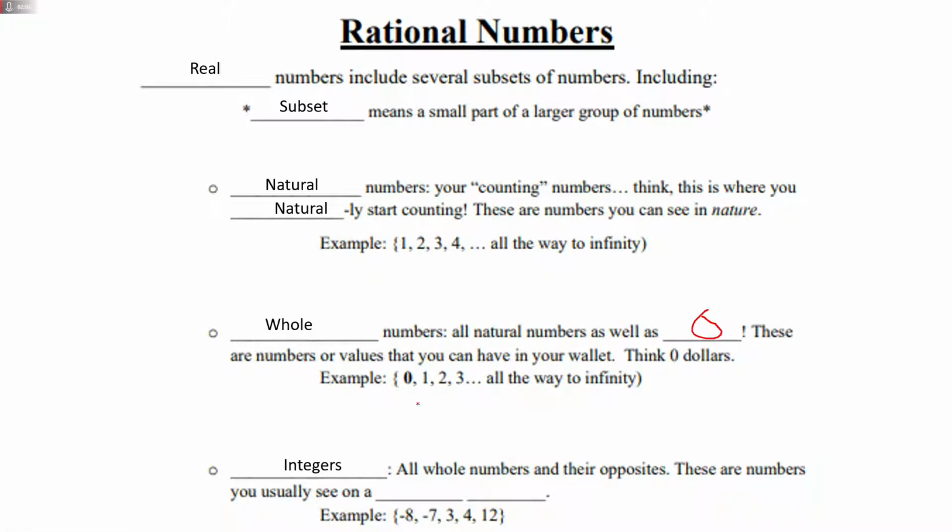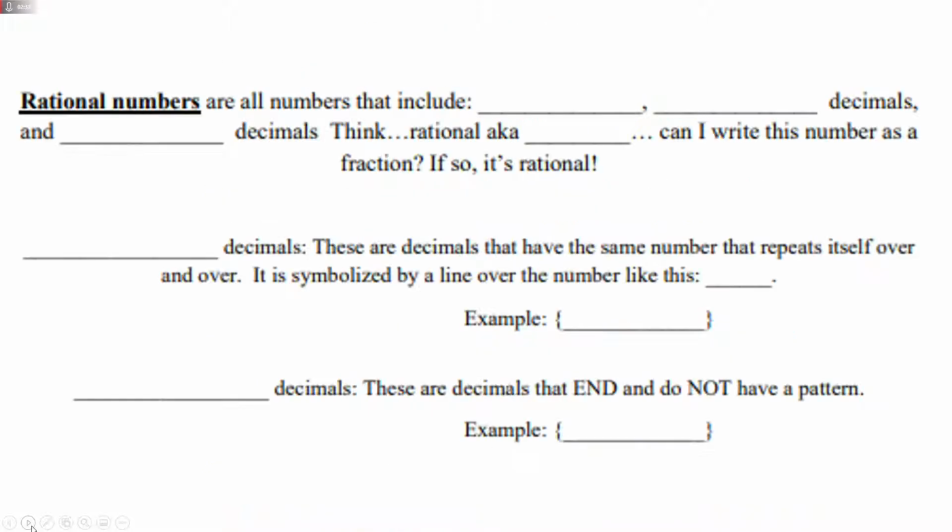These are numbers or values that you can have in your wallet. Think about amounts of money that you could actually hold. You could have $1, you could have $10, you could have $30. If you're broke, you could have $0. But it's still something you'd actually be able to hold. Integers are where we're taking all the numbers we would see on a number line, meaning positives and negatives. You wouldn't normally see decimals on a number line, so we're mostly just talking about positive and negative whole numbers.